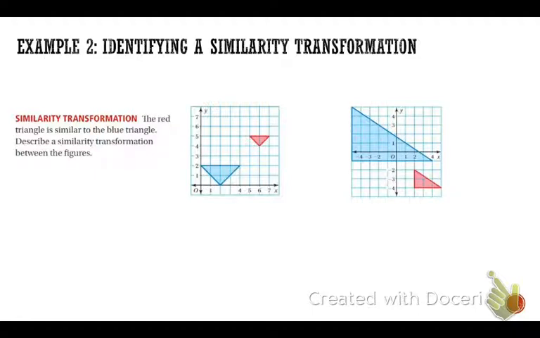How many units wide is the red figure? 2 units wide. 1, 2. How many units wide is the blue figure? 4. How do I get from 2 to 4? Multiply by 2. Okay, so the easy part here, dilation, K equals 2. I expect all of us to be able to get to that point, okay? So just pick a pair of corresponding sides. How do you get from 2 to 4? Multiply by 2. So my first transformation is K equals 2.